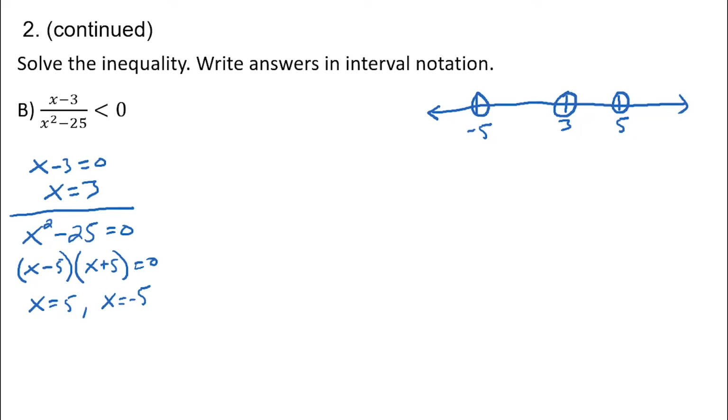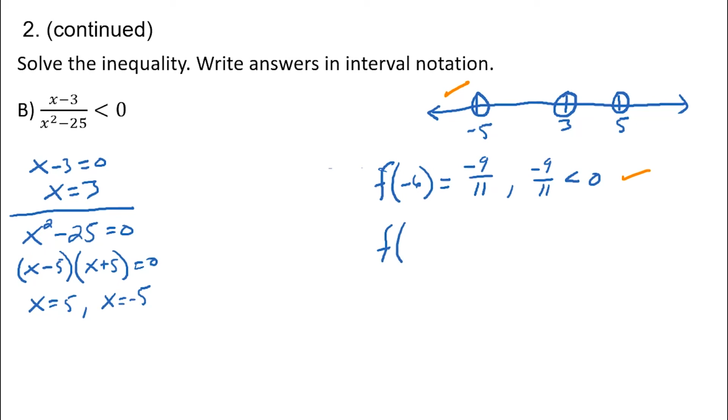So now I have 4 intervals, and I need to check each of these intervals to find out where my solutions lie. I'll take f of negative 6, because that lies in the interval from negative infinity up to negative 5. In the interest of time, I've plugged negative 6 into my function on the left side, and the result is negative 9 over 11. Does this give us a true statement? Negative 9 over 11 less than 0? Yes. So that first interval is included in our solutions.